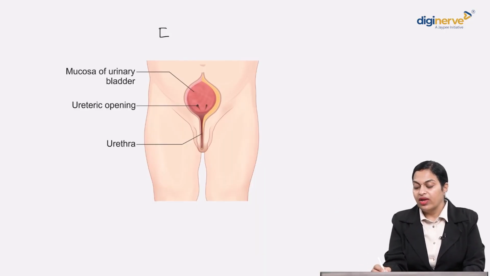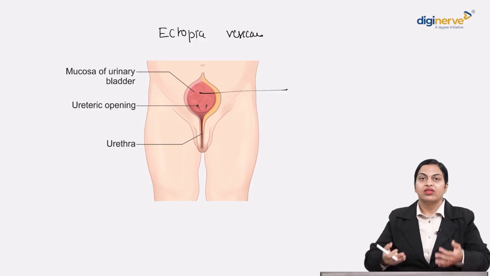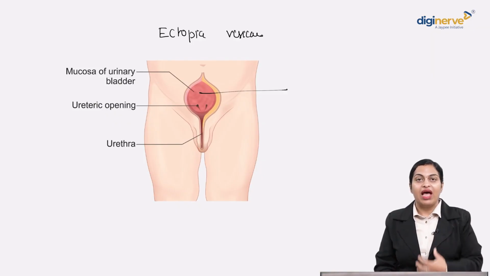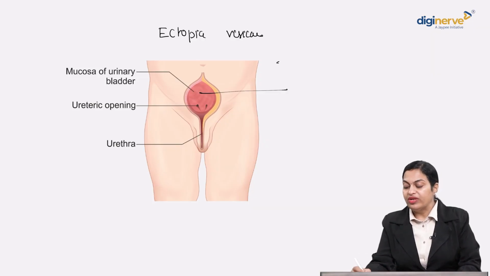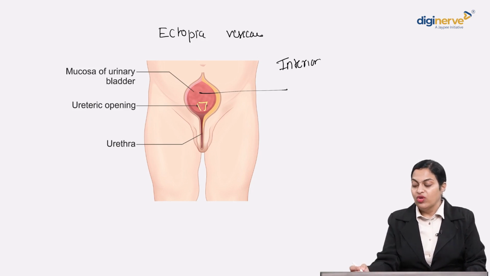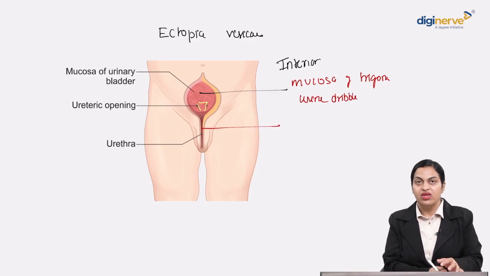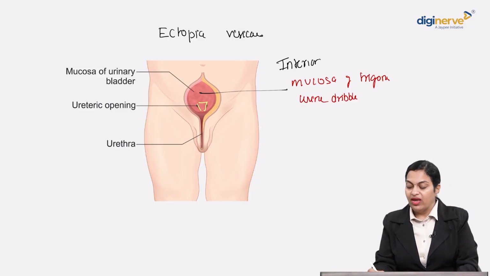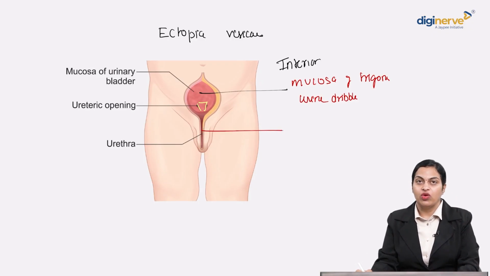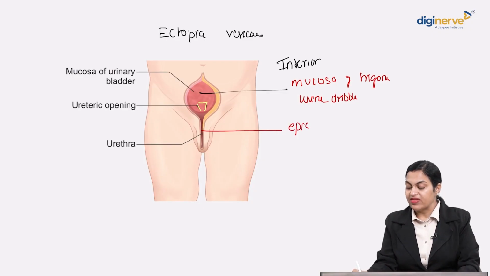This condition is called ectopia vesicae, where the infra-umbilical part of the anterior abdominal wall is deficient and the anterior bladder wall is not formed. You get to see the interior of the bladder. This is the region of the trigone. You see the mucosa of the trigone, and the urine dribbles. At the same time, you can see the urethral opening over the dorsal surface, epispadias.